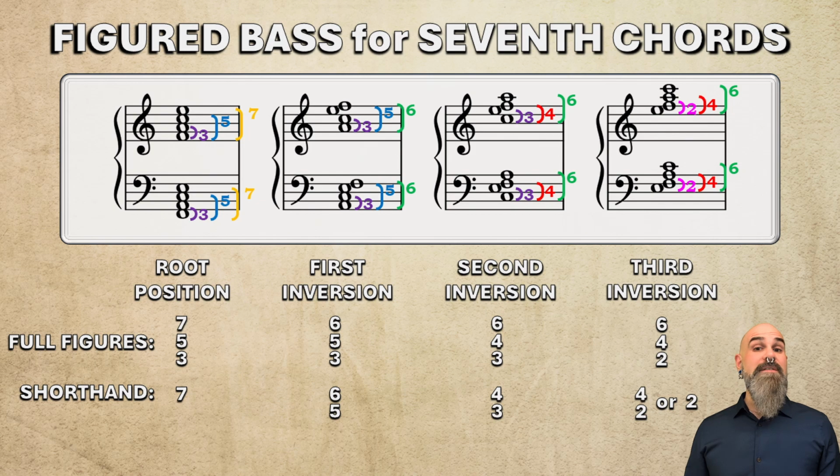Second inversion with the 5th in the bass, 6-4-3, or just 4-3. And third inversion with the 7th in the bass, 6-4-2, which we can abbreviate either with 4-2 or just 2 by itself, since it's the only inversion number that uses a 2 anywhere.